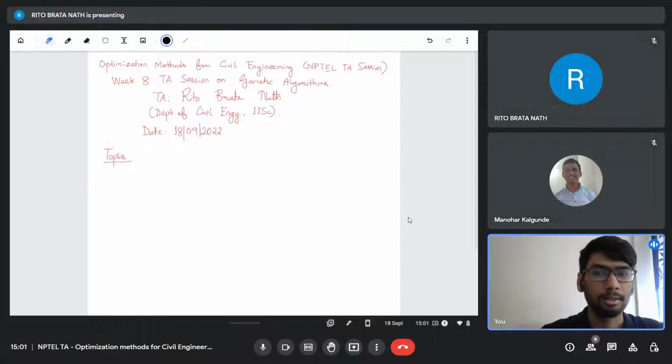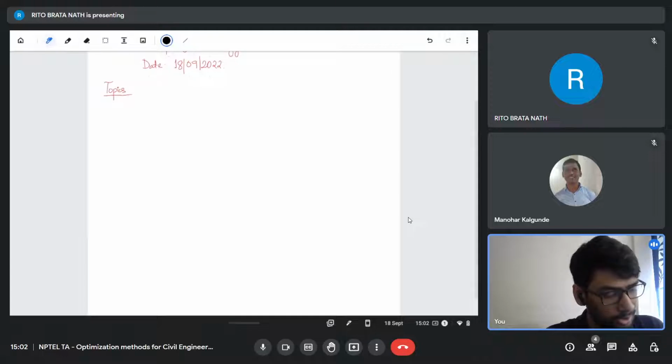Okay, welcome to this week 8 TS session. Today's topic will be genetic algorithms. This is the remaining portion of genetic algorithms, which talks about one example problem, then talks about the real coded GA, and finally also the multimodal functions. The first topic of discussion will be the genetic algorithm, mostly with precision problems.